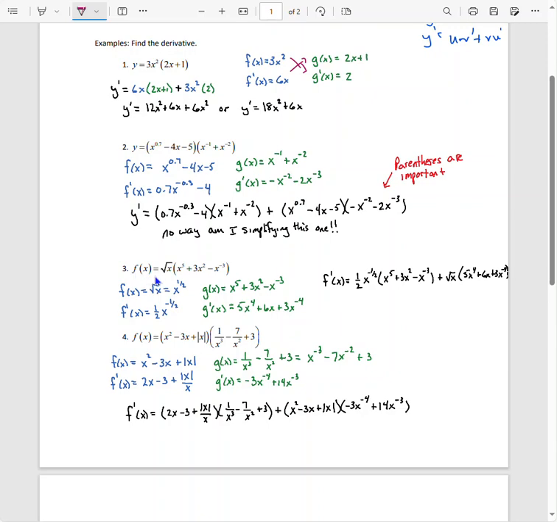Okay, so number 3, f of x is the square root of x times the product, x to the 5th plus 3x squared minus x to the negative 3. All right, so I have first and second, and that's how I always think about it.